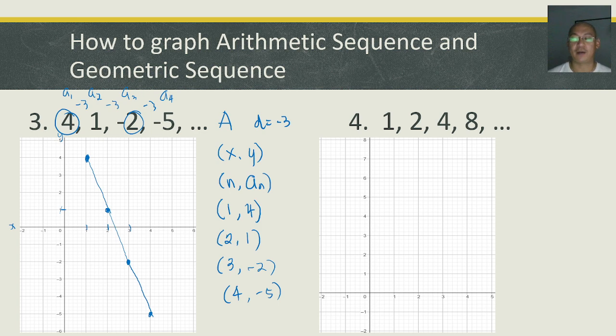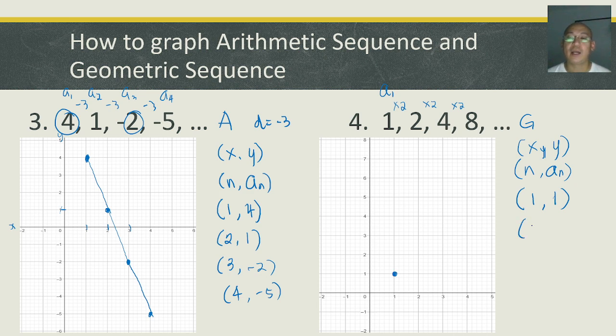How about number 4? Let us check that each of every term we are multiplying by 2. That we are multiplying, therefore, it is a geometric sequence. And what is the graph of geometric sequence? An exponential graph that shows x and y values. We have n and your term. If your n is 1, we have the first term or a sub 1 of 1. Where's that? Here.